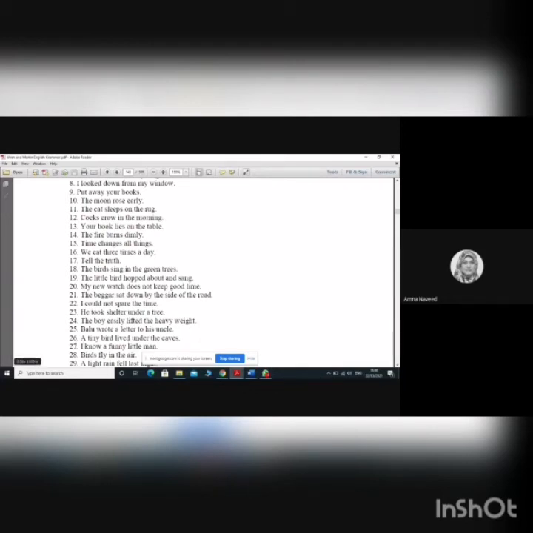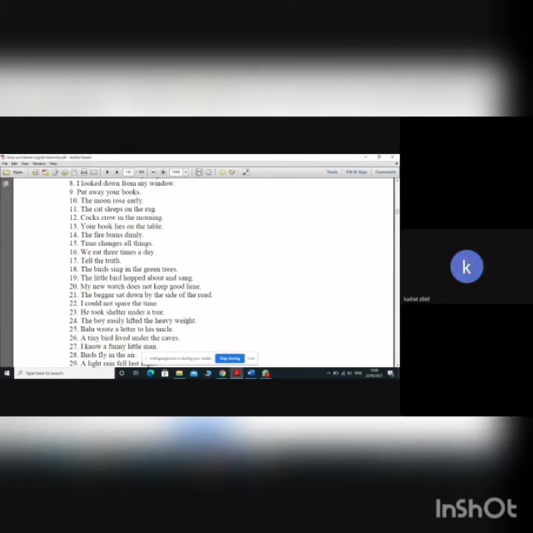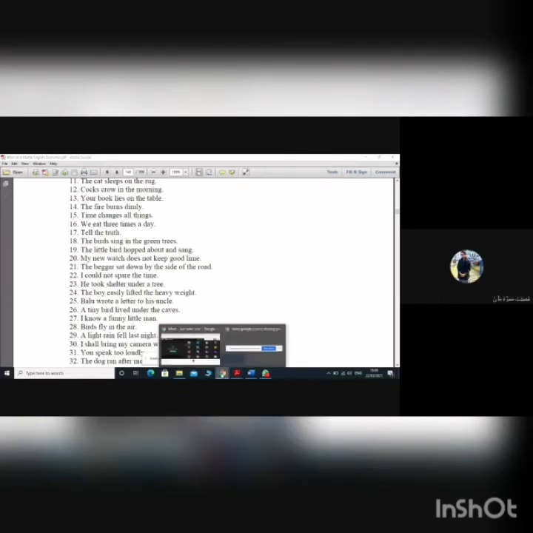Sentence number 27: I know a funny little man. Transitive, ma'am. Are you sure? Intransitive. How is it so? Transitive, ma'am. Man is the object. Funny little man, object. I is the subject, know is the verb, and funny little man is an object.